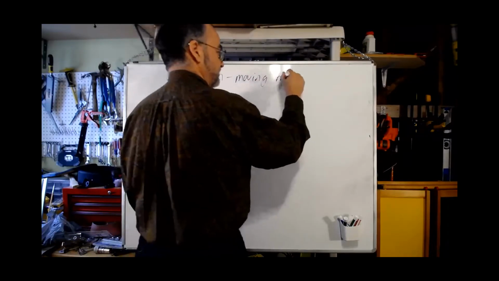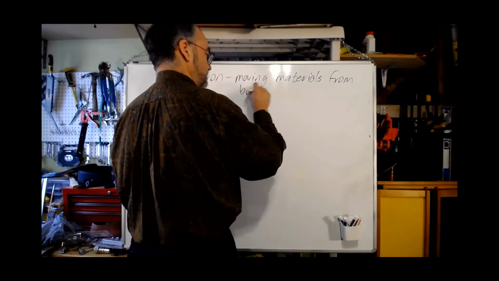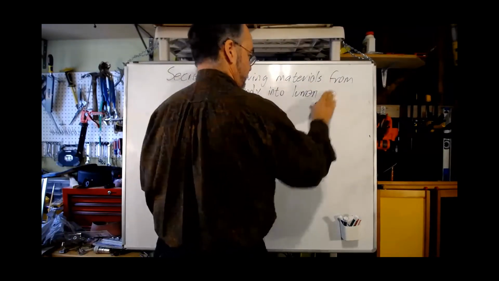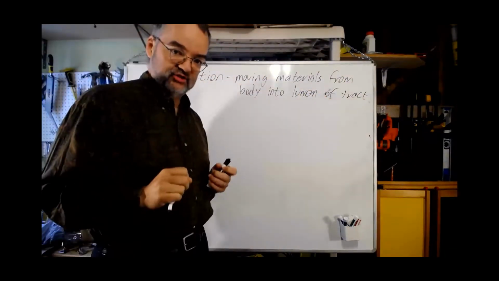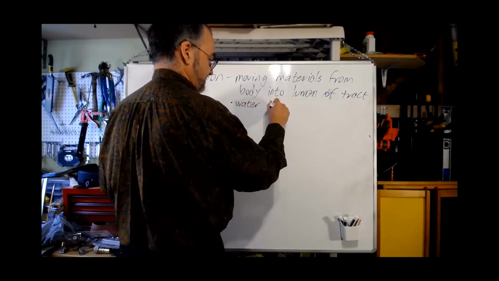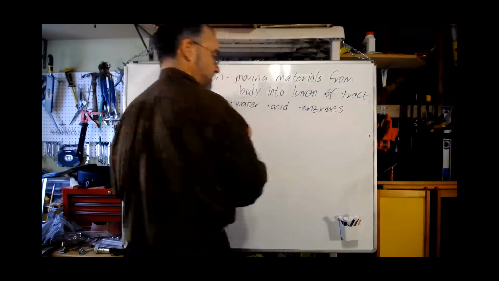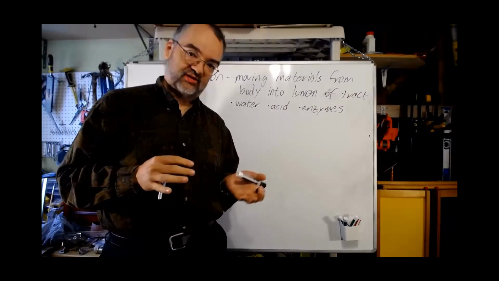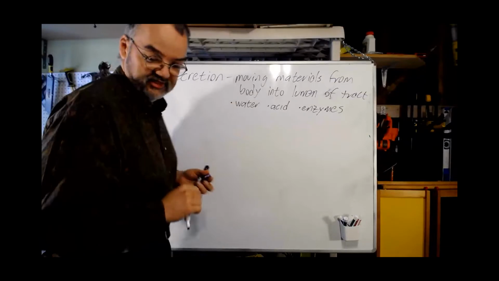So moving materials from the body into what we'll call the lumen of the tract. The lumen, remember, meaning the inside of a tube. So this would be things like water, acids, enzymes, all of that stuff. The mucus, water, dilute solutions of enzymes, electrolytes, all of those things, we move into the digestive tract. We'll talk about that more in a little bit here.